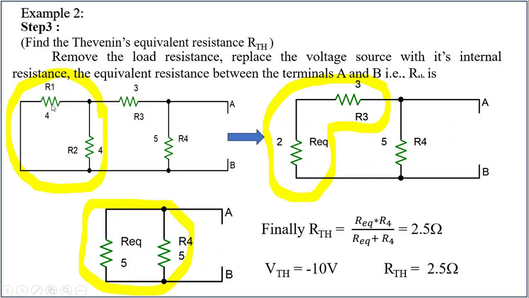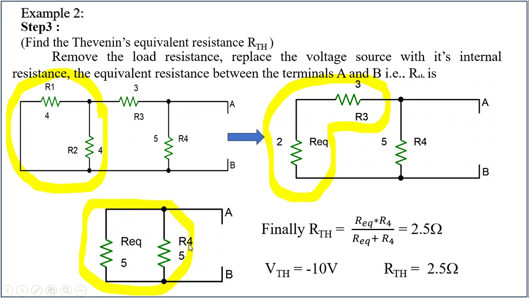In this, if you observe R1, R2 are in parallel with each other, we can replace this entire thing with one single resistor, that is R1 into R2 by R1 plus R2, that is 2 ohms. Now after replacing this combination with 2 ohms, this 2 ohms is going to be in series with this 3 ohm resistor, right? 2 plus 3, this is 5 ohms. This 5 ohms is going to be in parallel with R4. So to simplify this, we use R equivalent into R4 by R equivalent plus R4.